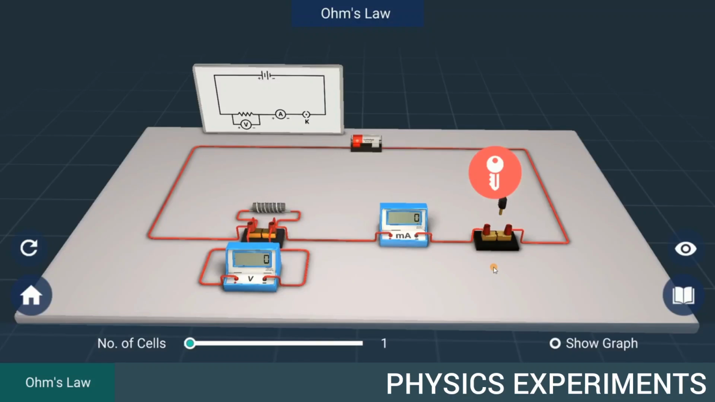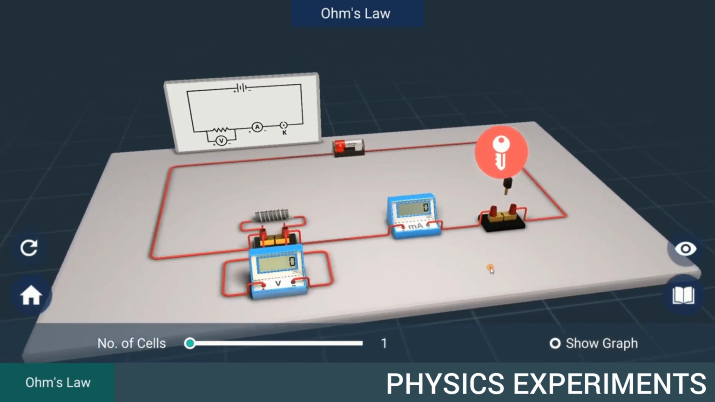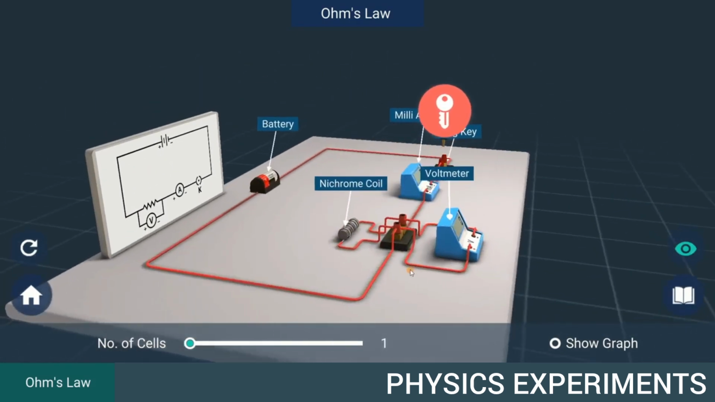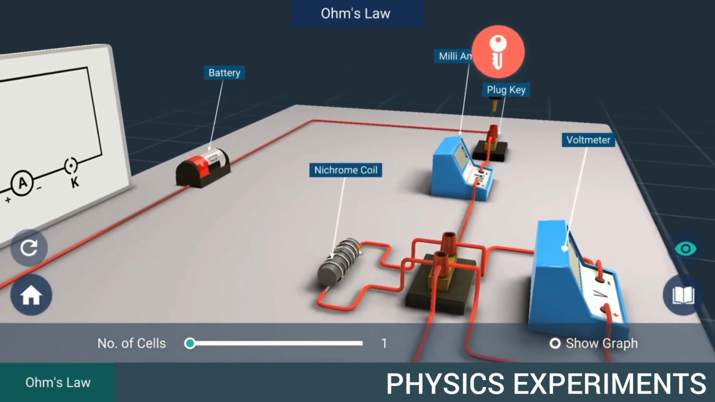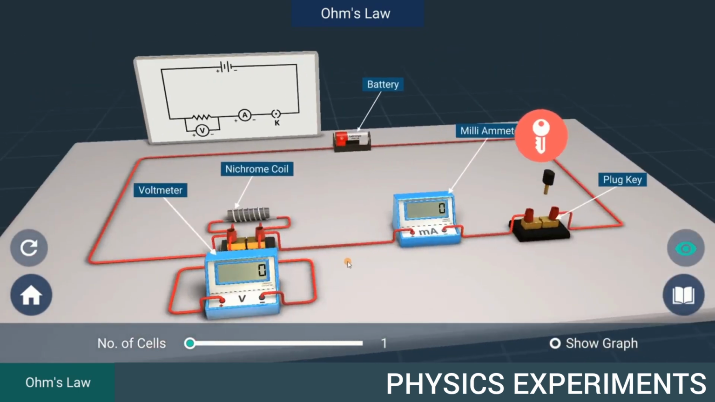Let us find out the relationship between potential difference across a conductor and current through it in an electrical circuit. We have taken a conductor made up of nichrome wire in the form of a coil. It is connected to the circuit as shown.